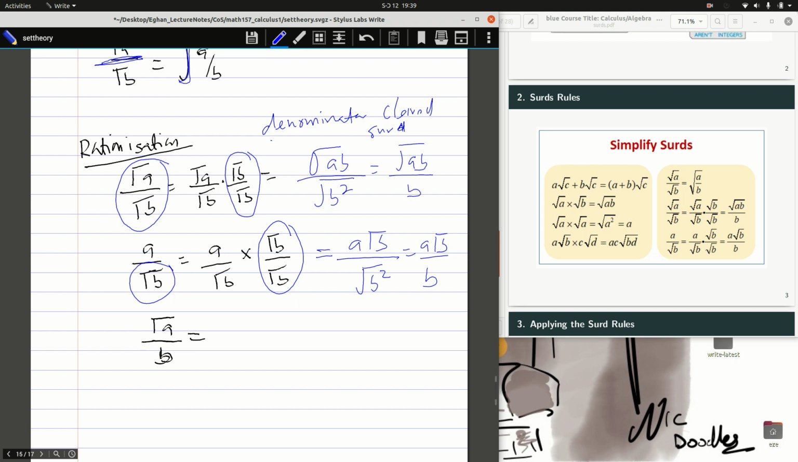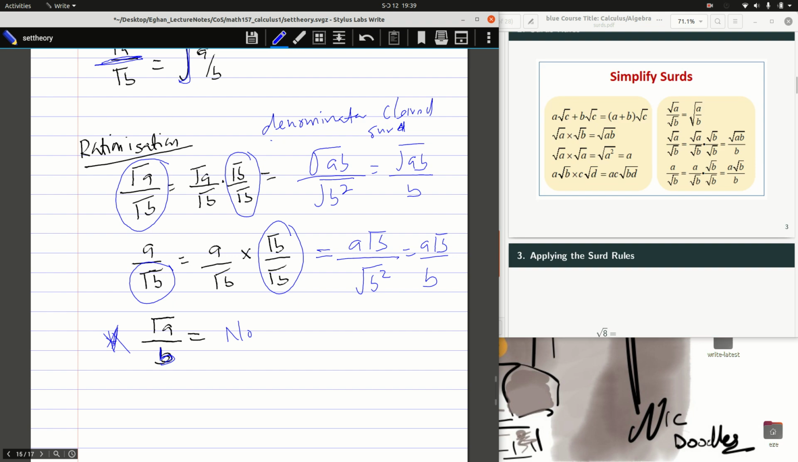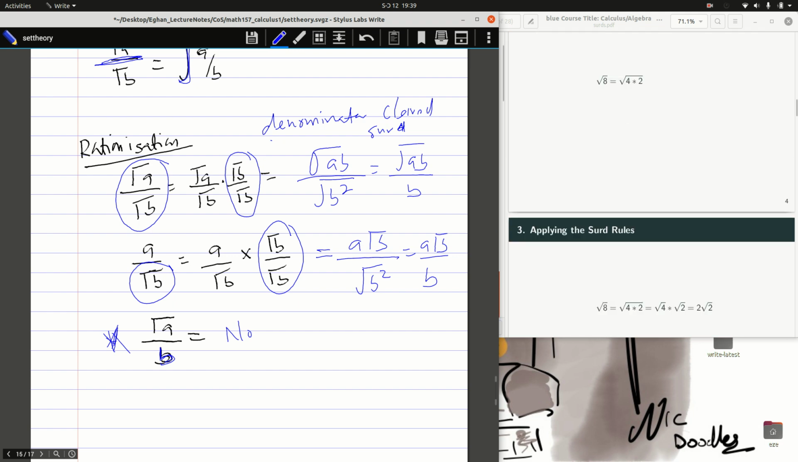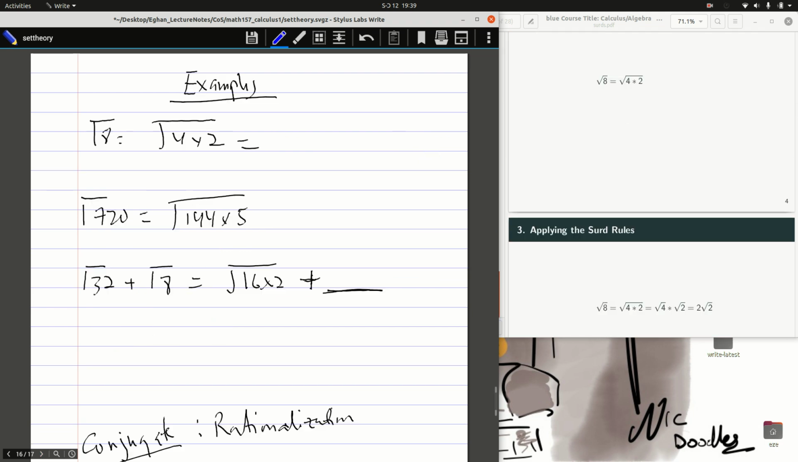Now look at this third example. Can I rationalize it? No. Why? Because the denominator b has no set on it. It is just b. So I can't say the square root of a over b times b over b. Even with this, it still cancels out. So we can perform rationalization when the denominator is in a set form. I hope that is well understood. Okay, so that is a rule. Now let's go to applying our rules here.